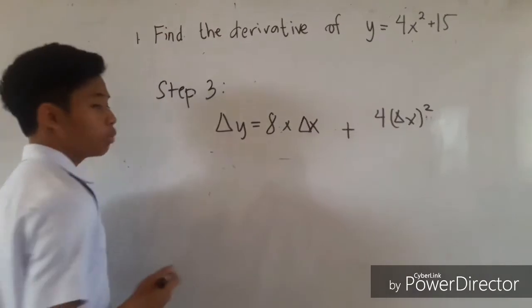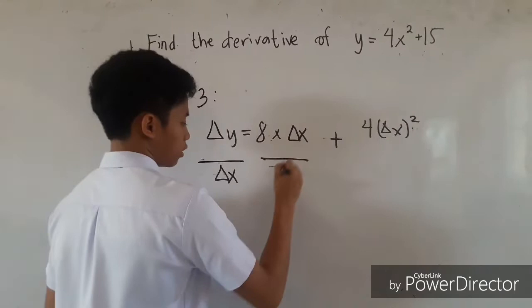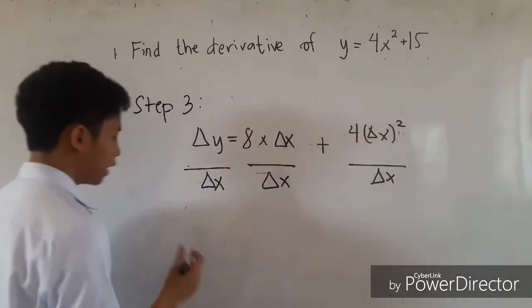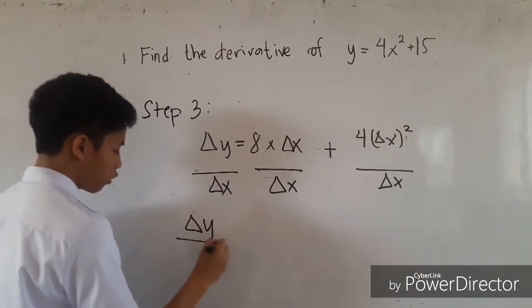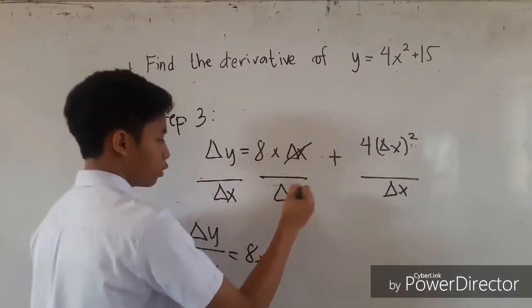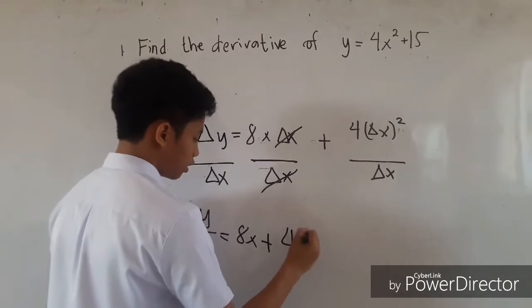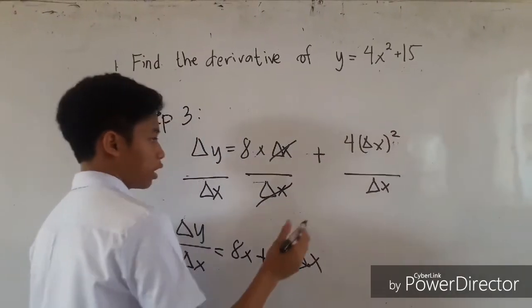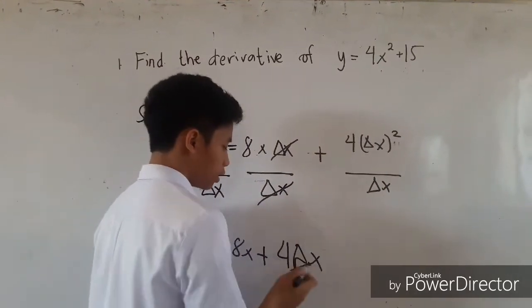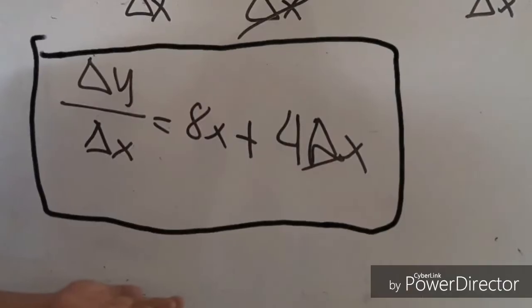Step 3. We divide both sides by delta x. So, we get the answer delta y over delta x is equal to 8x plus 4 delta x, since we cancel out this. Then, for the delta x, since it is delta x squared divided by delta x, we get only delta x. So now this is our simplified form.